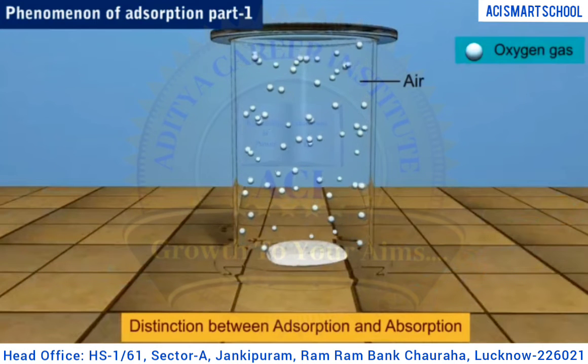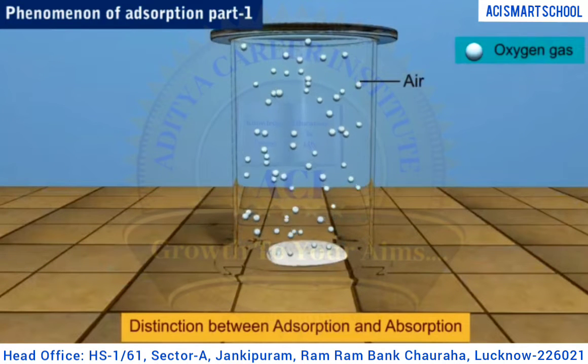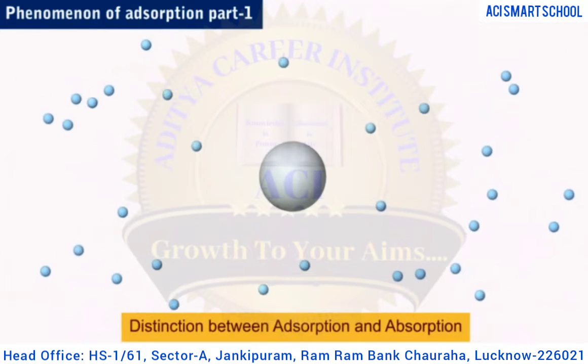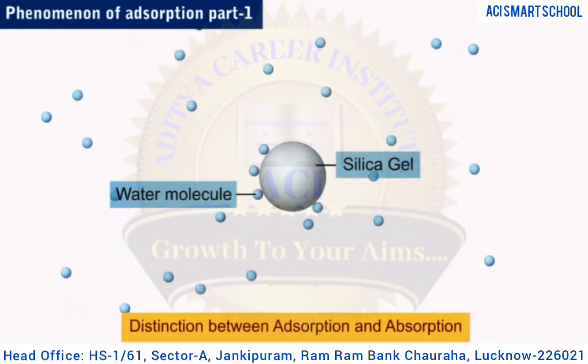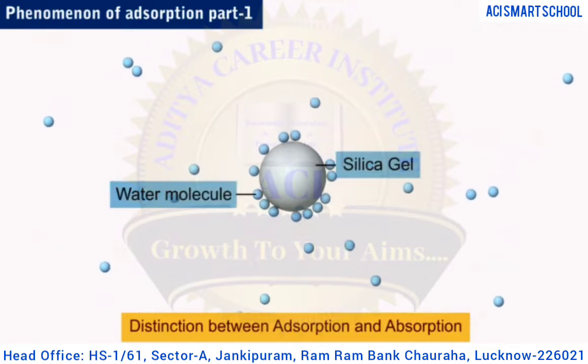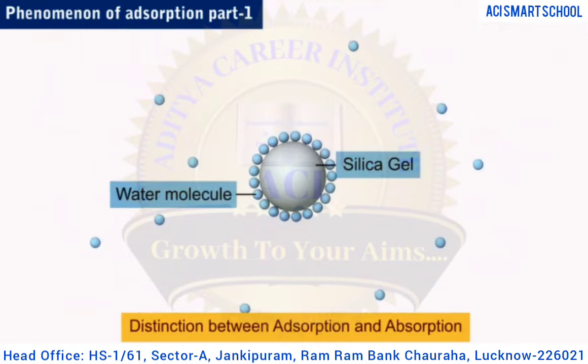Another example is the action of water vapor. Water vapor adheres to the surface of silica gel. This is an example of adsorption since the molecules are retained on the surface of the adsorbent.